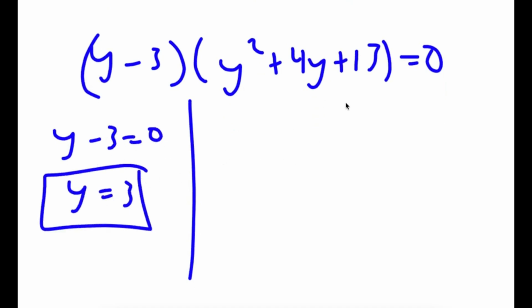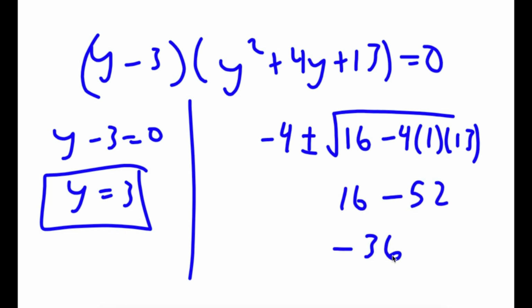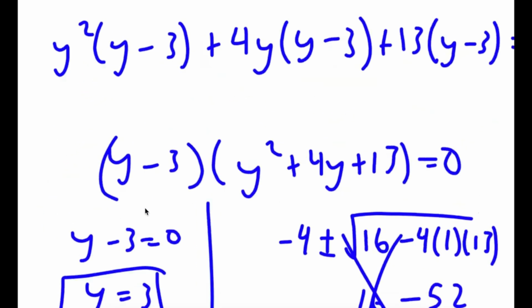And I have y squared plus 4y plus 13 equals 0. So to solve this, I'm going to use the quadratic formula, which is negative b, so negative 4 plus or minus the square root of b squared. So 4 squared minus 4 times a, which is 1, times c, which is 13. And if you notice, this is actually going to be 16 minus 52, which is negative 36. And you can't take the square root of a negative number, so this is wrong. And my only solution for y is 3.